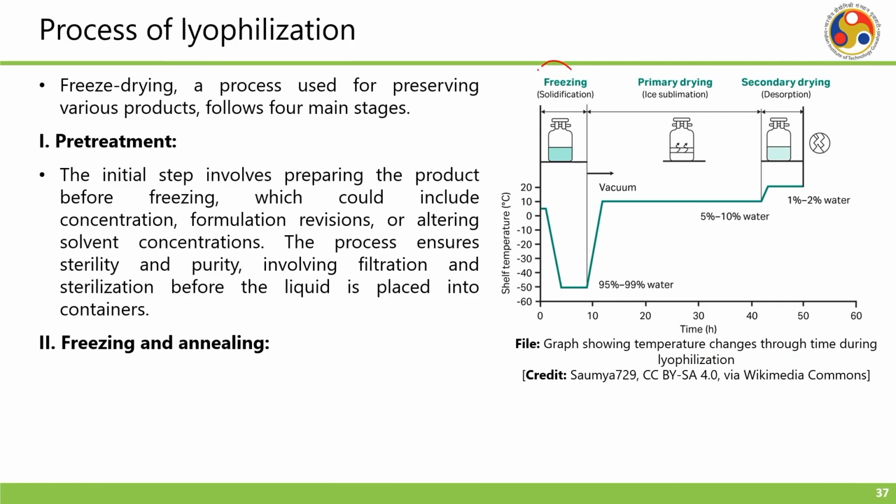Now, let us see overall this graph, which shows the temperature change through time during lyophilization. So, in the beginning there is solidification. The temperature can go as low as minus 50 degrees. Then we have the primary drying, where the ice sublimation takes place. The temperature is raised, and here the water content will get reduced to as low as 5% to 10%, from as high as 95% to 99%. Then we have the secondary drying or the desorption, where only 1 to 2% of the water remains.